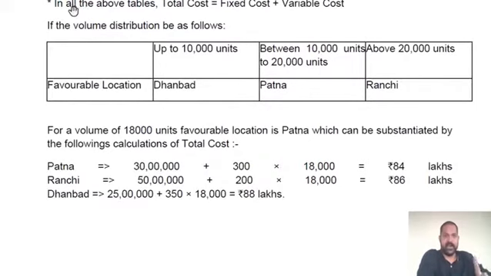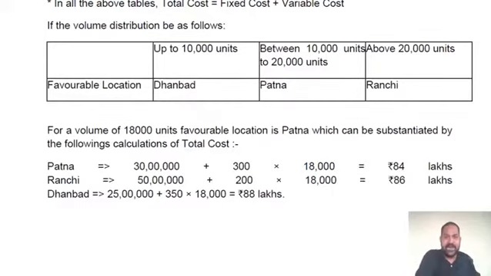Agreed. Fantastic. In the above tables, total cost is fixed plus variable cost. This is wrong. Variable cost into the total number of units should have been written. But anyway, if the volume distribution is as follows, then favorable location: for up to 10,000 units, Dhanbad, between 10,000 to 20,000, Patna, and above 20,000, Ranchi. Well, hello. Where is this coming from? How did you draw a table and you are telling me what is a good location?